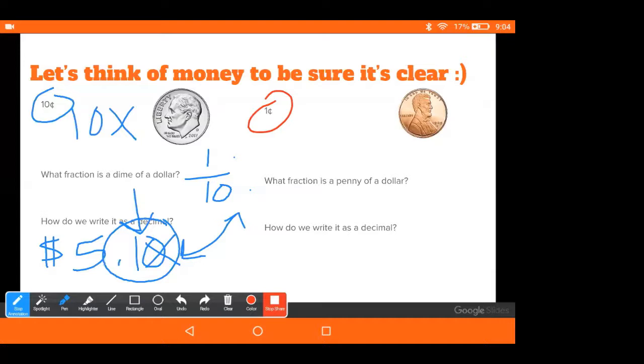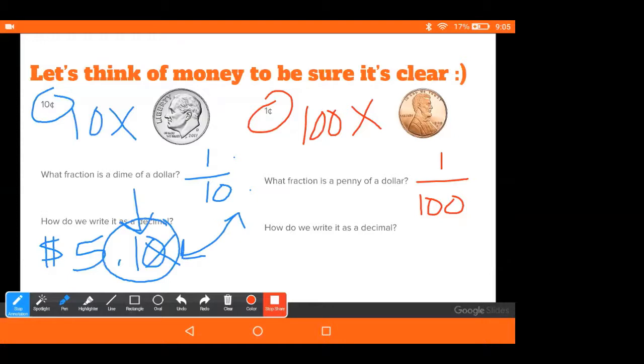What fraction is a penny of a dollar? How many pennies does it take to make a dollar? You have to have 100. 100 pennies is going to give you $1. So what fraction is a penny of a dollar? We just said we had to have 100 of them. So 1 penny is 1/100th of a dollar. Because if you have 1 penny, then you need 99 more to make up a whole dollar. So you've got 1 out of the whole 100 that you need.